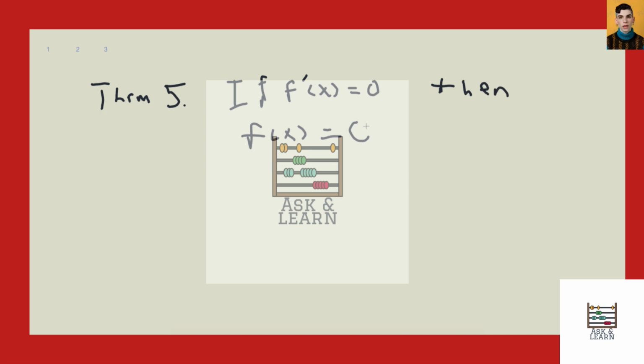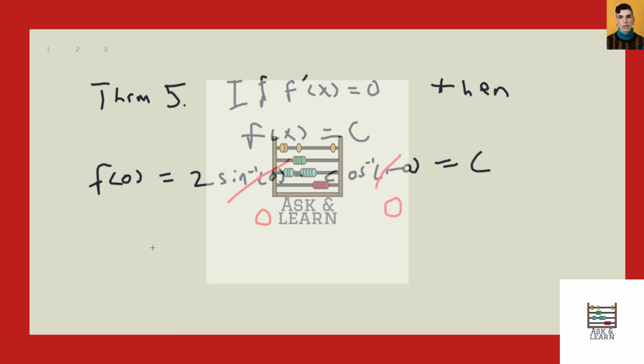So now that we know that f of x is equal to c, we're going to do one more step. We're going to apply f of 0 to our function, which will give us 2 sine inverse of 0 minus cosine inverse of 1 minus 0, which is also 0. And this is all equal to c because f of x is equal to c. So this is going to give you 0, this is also going to give you 0. So then we're left with c is equal to 0. Now we know the actual value of c, because c is a constant. I forgot to mention that.